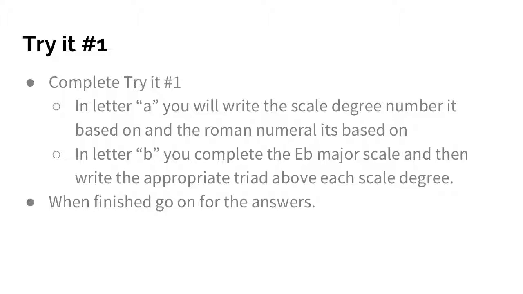All right, now you're going to complete triad 1. In letter A, you will write the scale degree number it is based on and the Roman numeral it is based on. In letter B, you will complete the E-flat major scale and then write the appropriate triad above each scale degree. Please complete this and then go on for the answers.